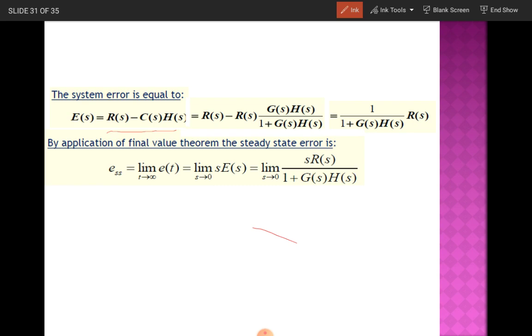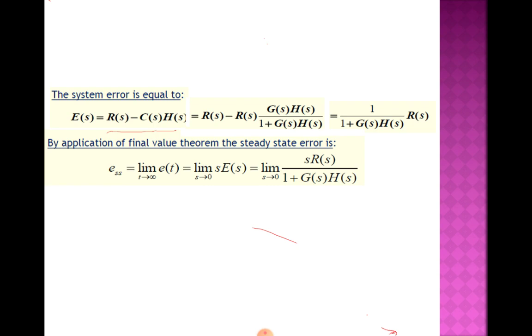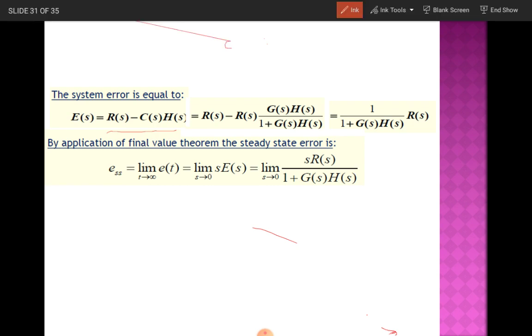So the next step, what is C of S? We can write the C of S equation from the block diagram as R of S into G of S divided by 1 plus G of S H of S. We know that C of S divided by R of S is equal to G of S divided by 1 plus G of S into H of S. So from this, C of S is equal to R of S into G of S divided by 1 plus G of S H of S.